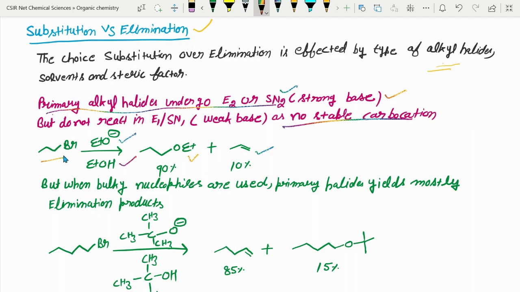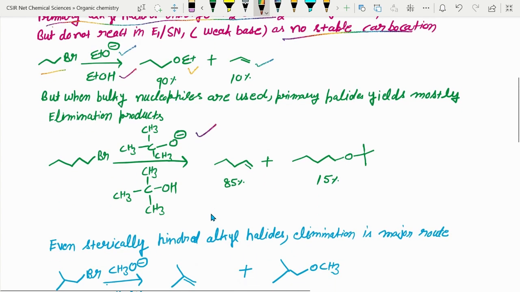Here we have taken a primary alkyl halide, and we are using sodium ethoxide, which is not bulky. When you use a bulkier base, what will happen? Like potassium tert-butoxide or sodium tert-butoxide. So here we have a primary alkyl halide and the base is bulkier. In that case, there will be formation of the major elimination product, 85%, and less addition product.